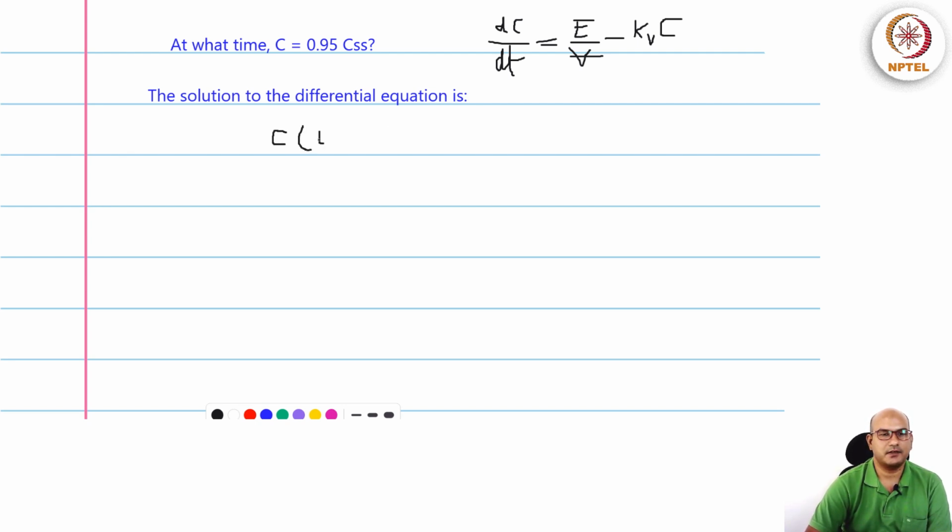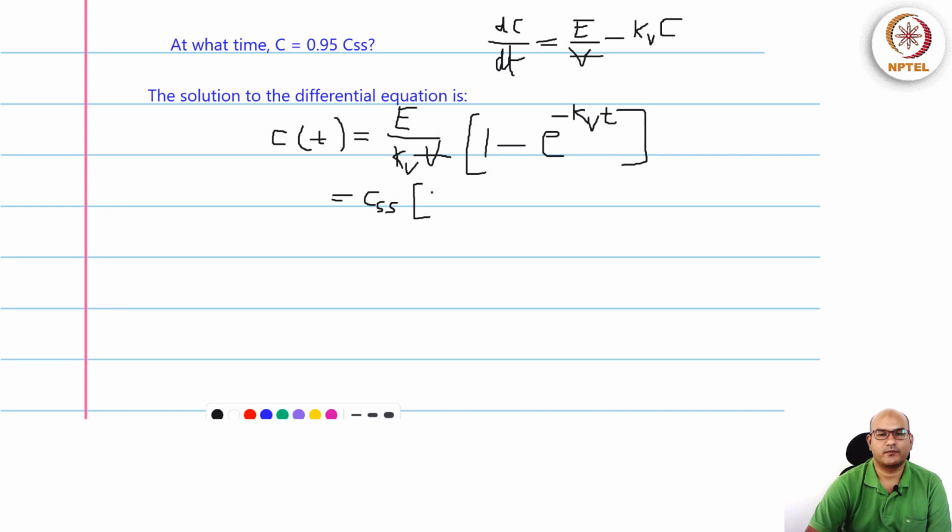And the solution to the differential equation would be C at time t equal to E by kV times capital V, times 1 minus e to the power minus kVt. And we already know this is CSS. So this is equal to CSS times (1 minus e to the power minus kVt).